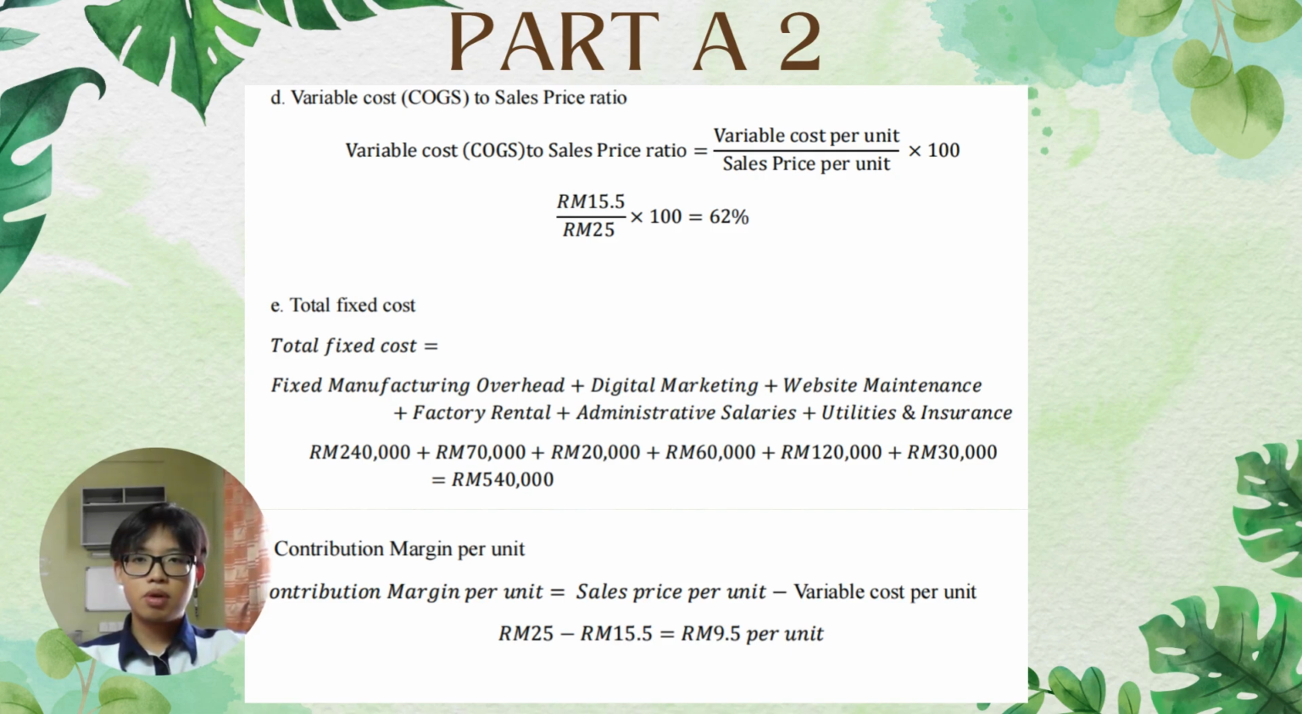To calculate the variable cost to sales price ratio, we need to take variable cost per unit divided by sales price per unit and multiply by 100. Our variable cost per unit is 15 ringgit 50 cents, divided by the sales price per unit, which is 25 ringgit, and multiply by 100, and then we get 62%.